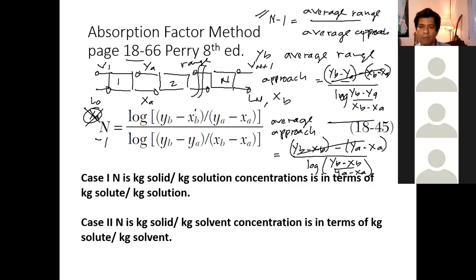So you can cancel this out, these two. So yung matitira yung dalawang log. So yung nasa taas is log of YB minus XB divided by YA minus XA. Tapos sa ilalim is log of YB minus YA divided by XB minus XA. No? So ito yan.